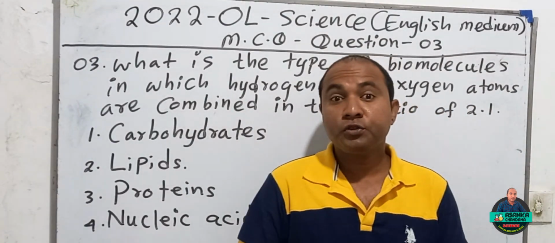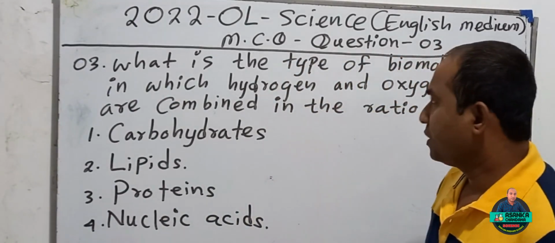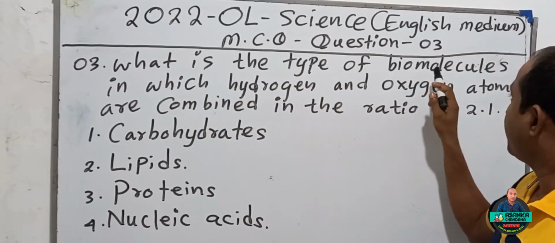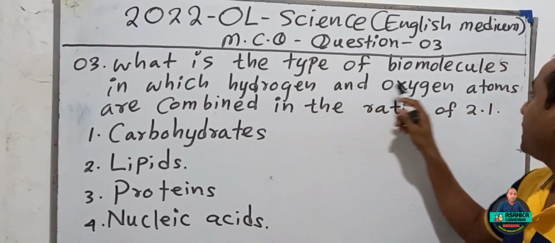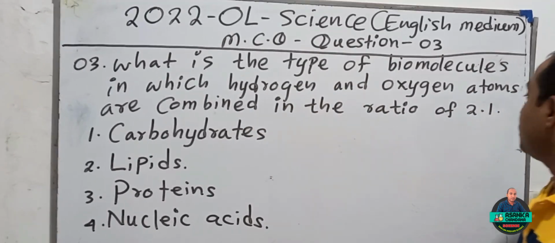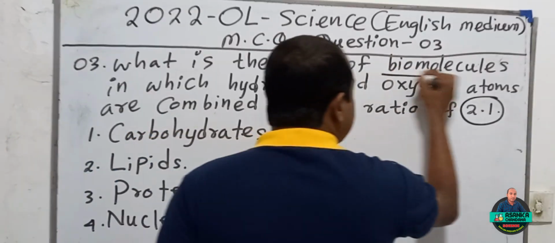Then we will go to take the answer for question number 3. What is question number 3? Question number 3 is, what is the type of biomolecules in which hydrogen and oxygen atoms are combined in the ratio of 2:1? 2:1 biomolecules.